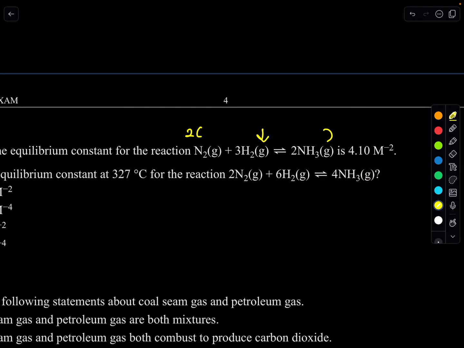Now, what do we know? We know that if you double the coefficients, you're actually squaring the K constant. So your new K constant is basically the original K constant squared. If you triple them, you're actually cubing them. So absolutely, that's the pattern.